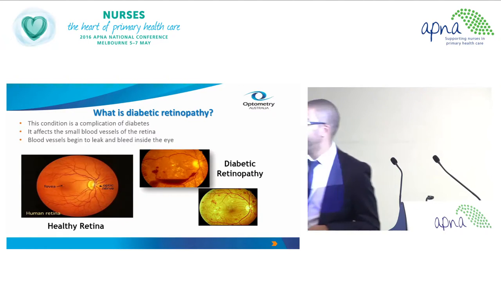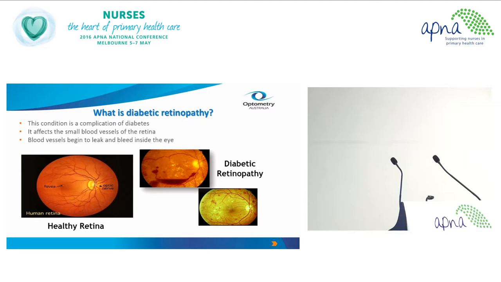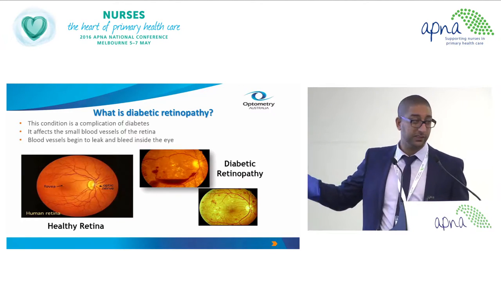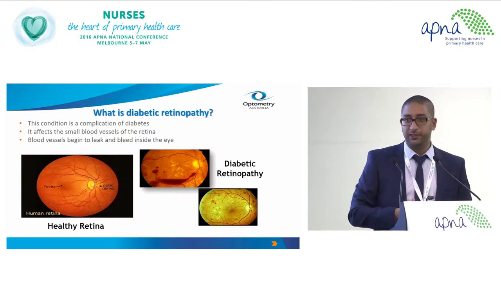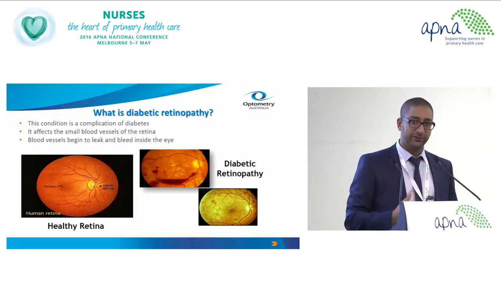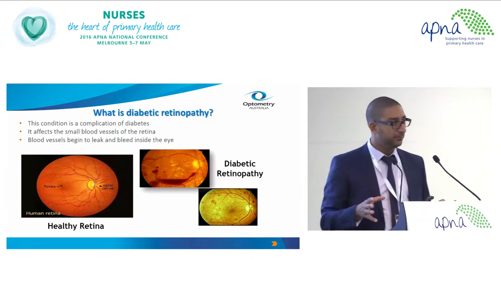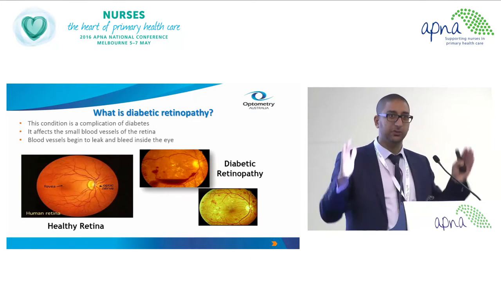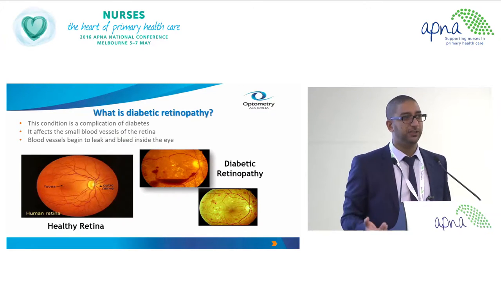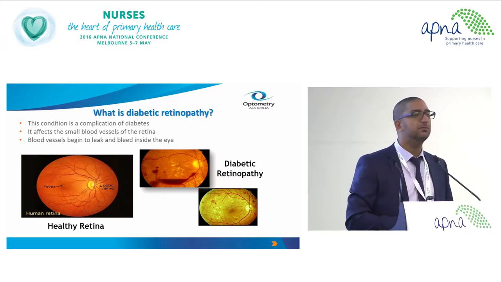That's a healthy retina. All looks good. I don't need to tell you what that looks like. Okay, it's a dog's breakfast. That's what happens. If the patient's sugar is under control, generally we won't see anything. If they're like your ideal patient, your picture perfect patient, we generally will not see any damage to the eye. Who knows for how long?